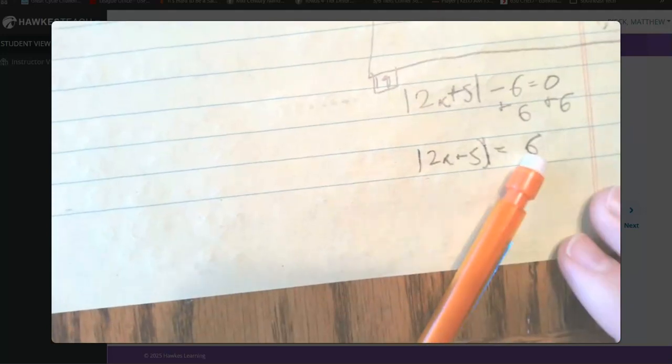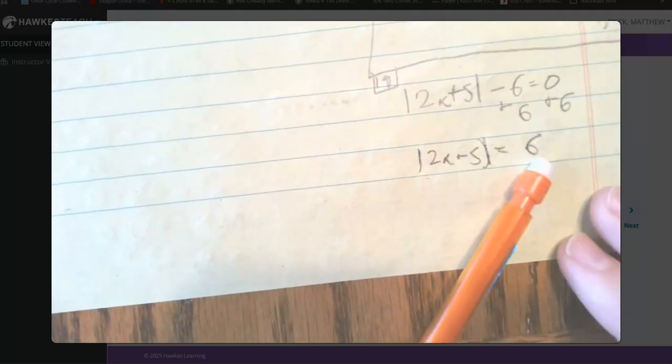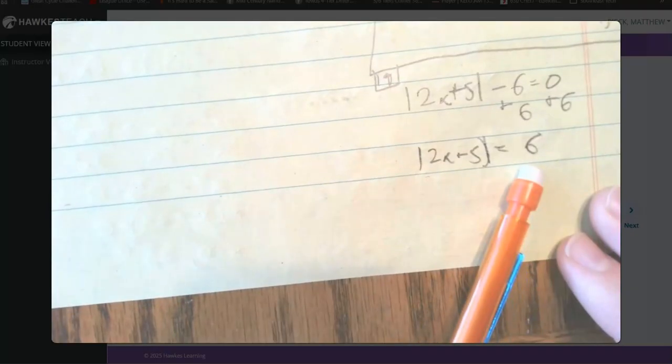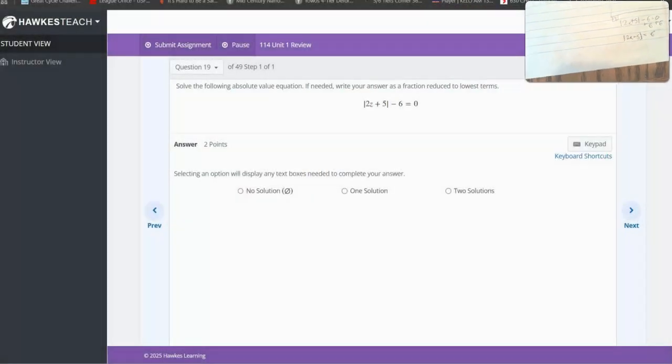All right, so if this number is less than 0, then you're going to have no solution. If this number equals 0, you're going to have one solution. If this number is bigger than 0, you're going to have two solutions. So in this case, since my constant is bigger than 0 here, I'm going to have two solutions.